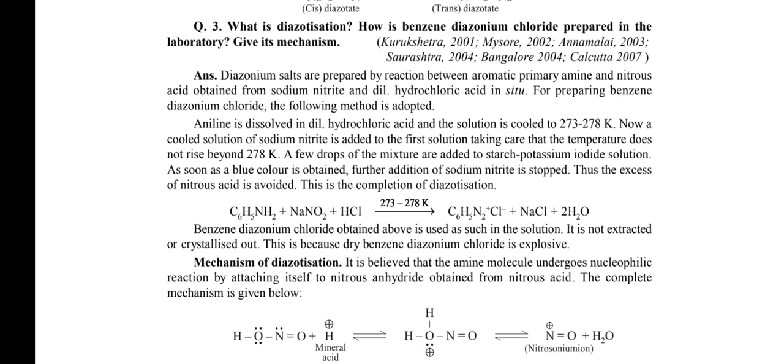C6H5NH2 plus NaNO2 plus HCl, at 273 to 278 Kelvin, changes into C6H5N2+Cl- plus NaCl plus 2H2O. Benzene diazonium chloride obtained above is used as such in the solution. It is not extracted or crystallized out. This is because dry benzene diazonium chloride is explosive.